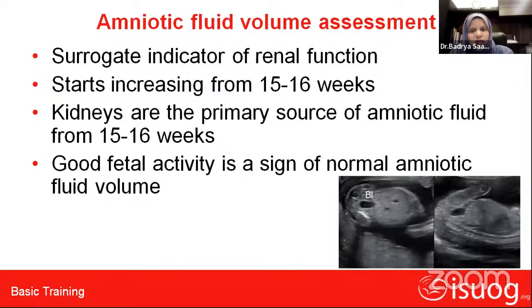Now we'll move to the amniotic fluid. It was already mentioned by Dr. Titia, but it is worth mentioning it also in case of renal diseases or renal abnormalities. So amniotic fluid is the surrogate indicator of renal function. So if there is a good liquor volume, it means that the kidneys are functioning, whether unilateral or bilateral. Usually the kidney will take over and start functioning from 15 to 16 weeks. So if you see a normal liquor before 15, 16 weeks, it doesn't mean that the kidneys are functioning. The kidney will take over only after 16 weeks of gestation. And that fluid will help the good movement so that you can see the structure clearly.